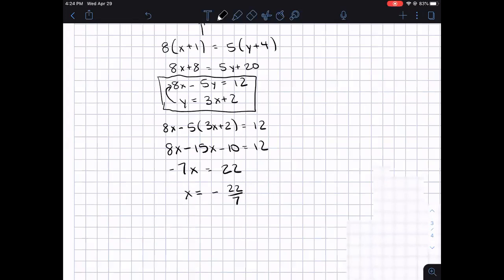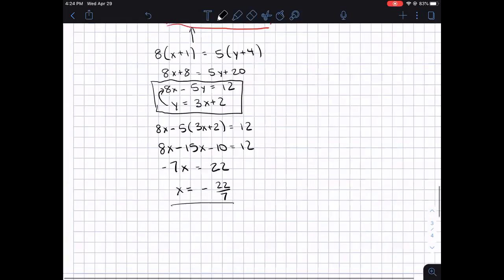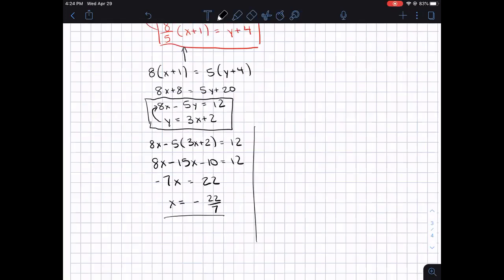So this is the first coordinate. And we want to find the second one now. So the second equation seems simpler. So let's just plug it in there. y equals 3 times (x plus 2). And this is 3 times negative 22 over 7 plus 2. And this is negative 66 over 7 plus 2, which is negative 52 over 7.